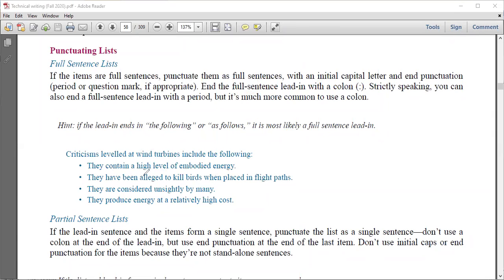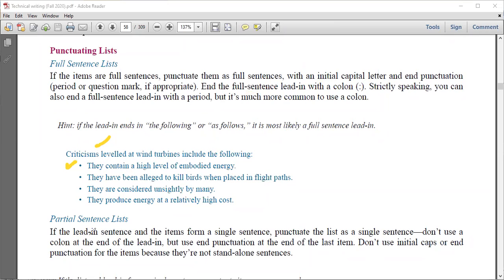So if you just look at it over there, criticism leveled at wind turbines include the following. They contain a high level of embodied energy. It's a full sentence, so you have to put a full stop at the end. Remember, if you are using full sentences, is that clear? Keep that in mind.